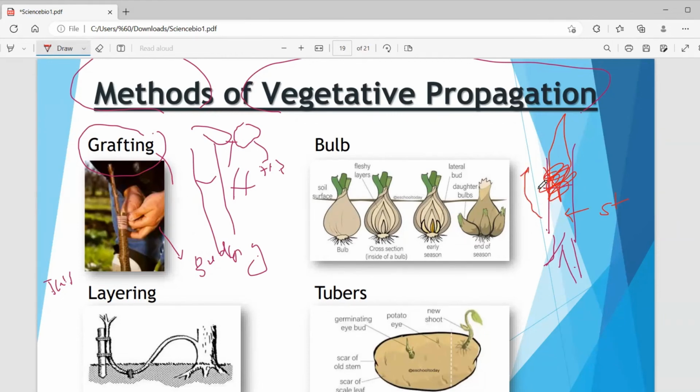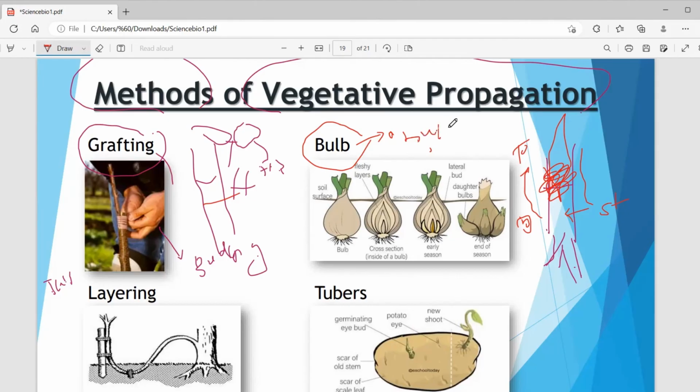We are tightening the tape from bottom to top, not top to bottom, to avoid water bubbles and water during the heavy rainy season. If we tape from top to bottom, there will definitely be some water at the budding junction, and it will be damaged. And you can see some kind of bulb. It is a natural vegetative propagation system.